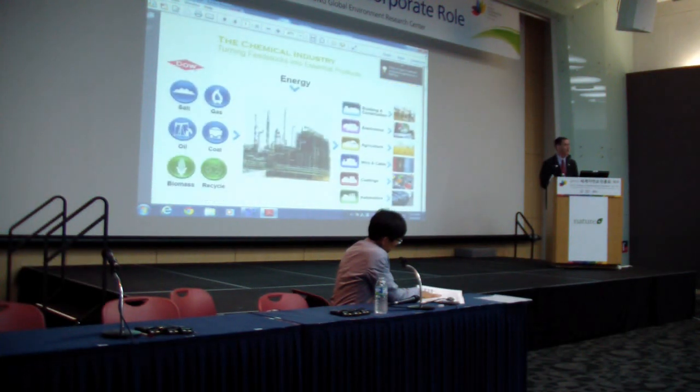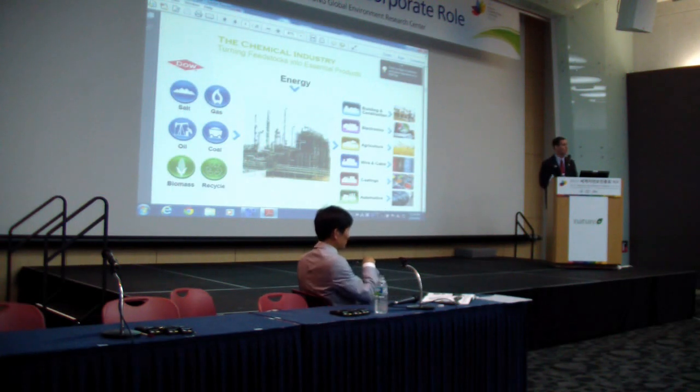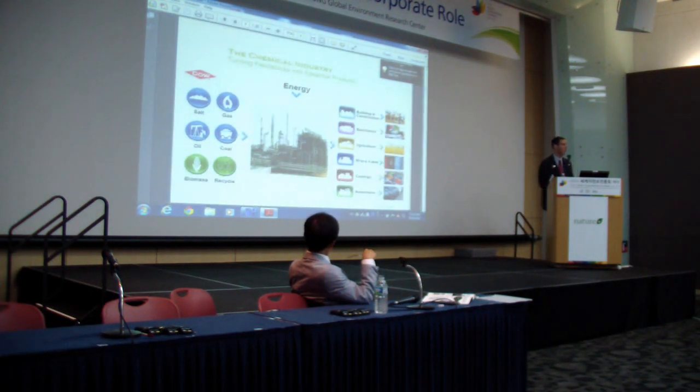To give you some background on why Dow is interested in biodiversity, ecosystems, and ecosystem services, I want to give you a little background on what we do in the chemical industry, including Dow Chemical and a lot of other companies that manufacture chemicals. We use a lot of energy, take basic raw materials, and turn them into the goods, products, and services that we use for modern life.